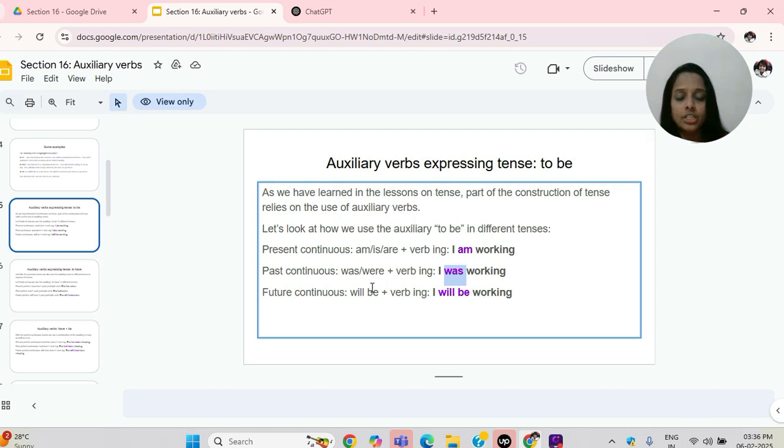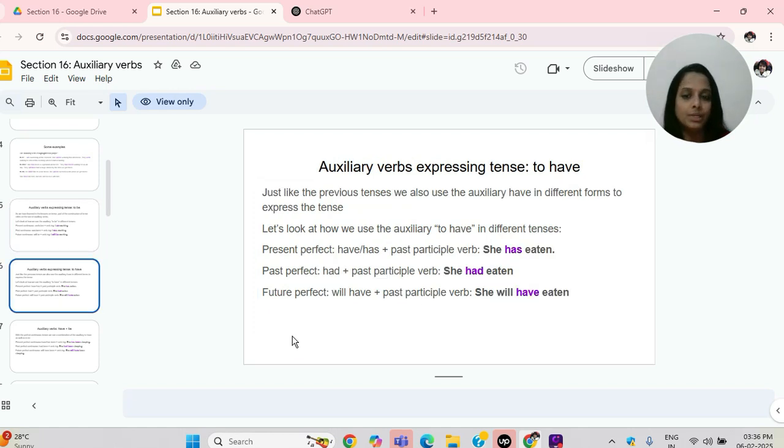And in future continuous tense, will be plus verb plus ing. So I'll be working. Got it? So I'm working, I was working, I'll be working. For the three tenses, we are using the auxiliary verb form to be. Simple, right? Let's see some more examples.